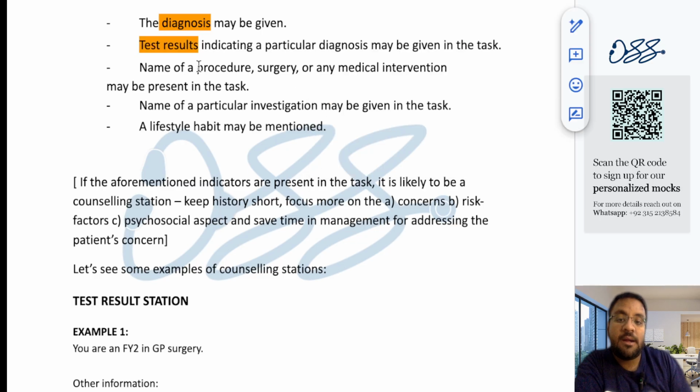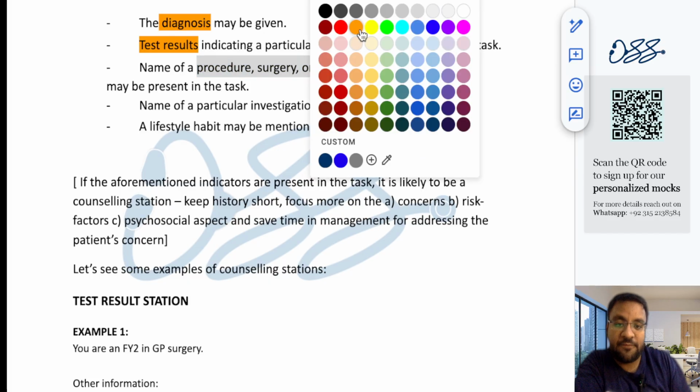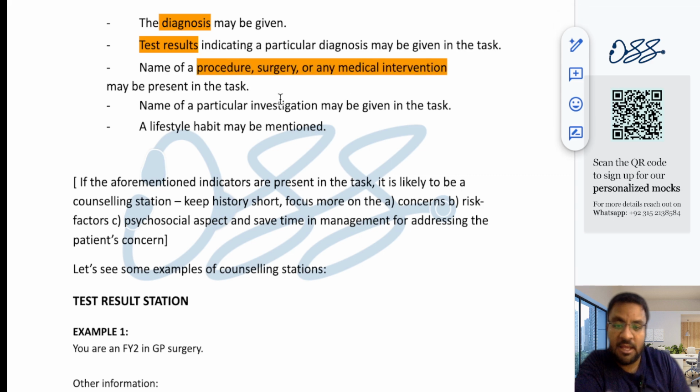It might be the name of a procedure, a surgery, or any medical intervention, like for example colonoscopy, endoscopy, biopsy. You need to look out for these things. If they're talking about procedures, any invasive procedures, any medical interventions, it's most likely to be a counseling station.